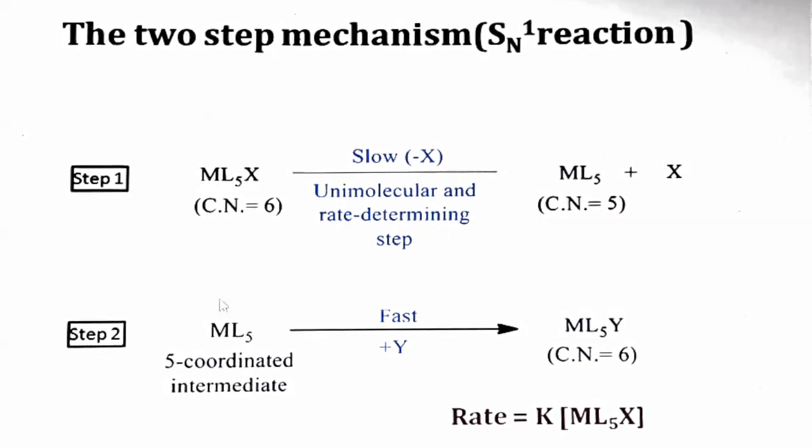In the second step, this transition complex, which is a 5 coordinate intermediate complex, reacts with the entering ligand, that is the nucleophile, and again we get a new complex ML5Y, with the new entering ligand, and its coordination number is also 6. So in the slow step or rate determining step, the rate of reaction depends on the concentration of only one reactant. So the order of reaction is 1.